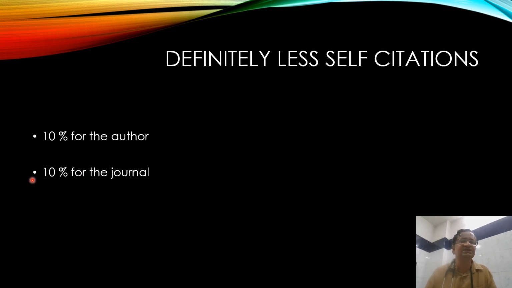10% less for the author and 10% less for the journal. For example, now you have an article which has got 20 references in the bibliography. Of 20 references, 2 is okay as your own self-citation. 2 is okay for the journal.